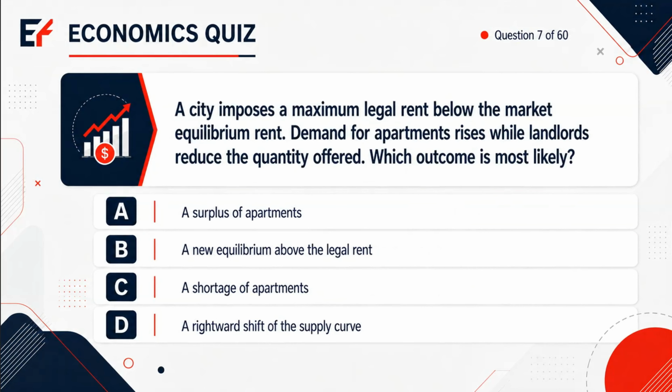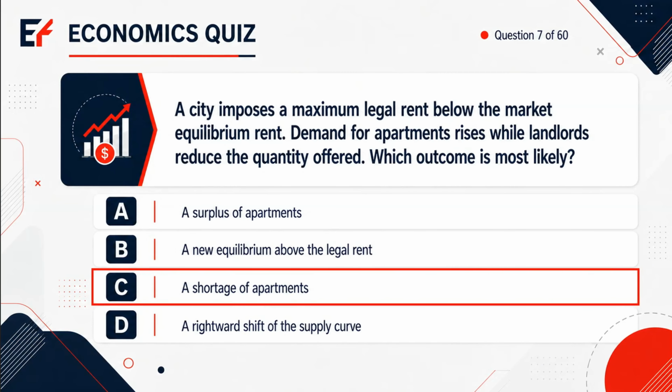Question 7. A city imposes a maximum legal rent below the market equilibrium rent. Demand for apartments rises while landlords reduce the quantity offered. Which outcome is most likely? A. A surplus of apartments. B. A new equilibrium above the legal rent. C. A shortage of apartments. D. A rightward shift of the supply curve. The correct answer is C.